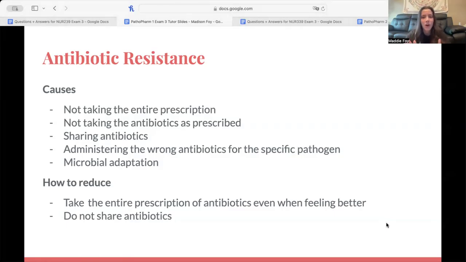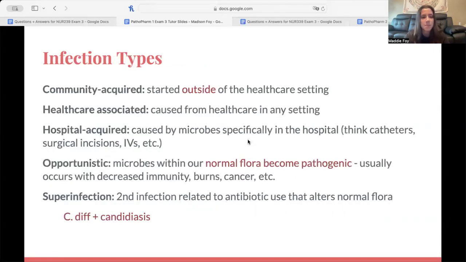So for our role as nurses, how to reduce antibiotic resistance, you teach always with antibiotics that your patient needs to take the entire prescription of antibiotics even when they feel better. That is key to halting antibiotic resistance, and then not sharing antibiotics. That's also just a way to stop that resistance from developing.